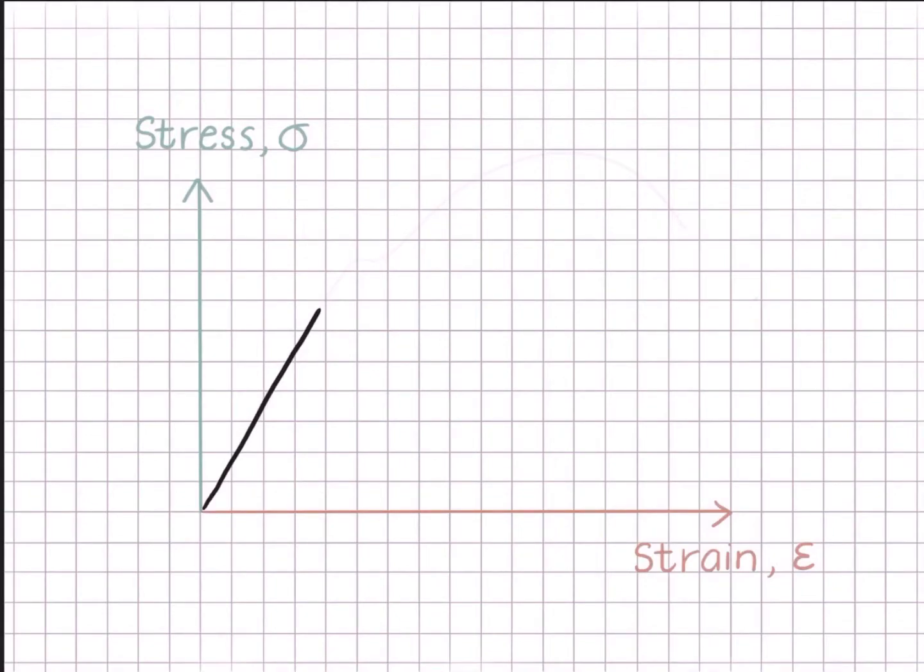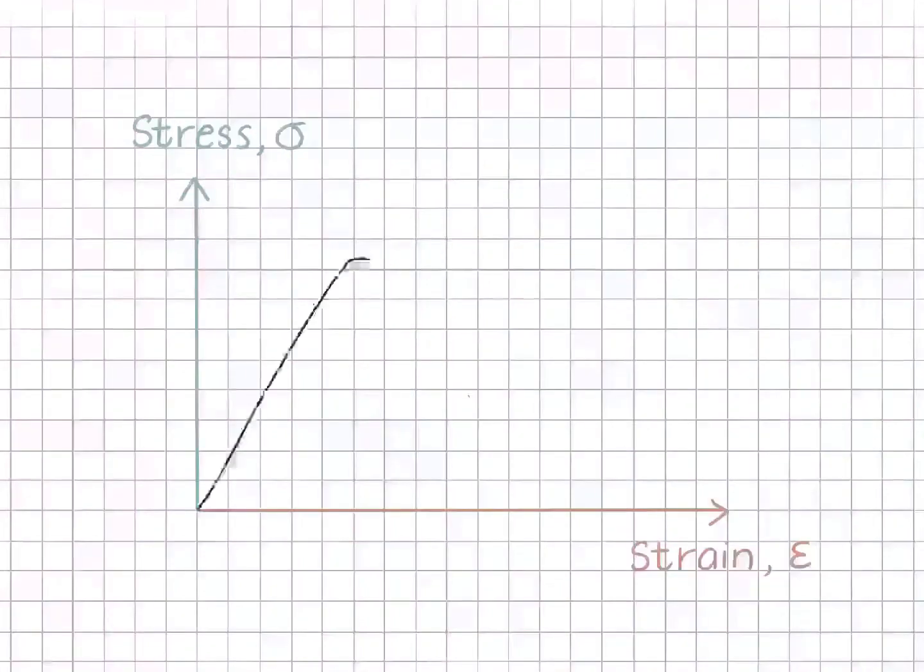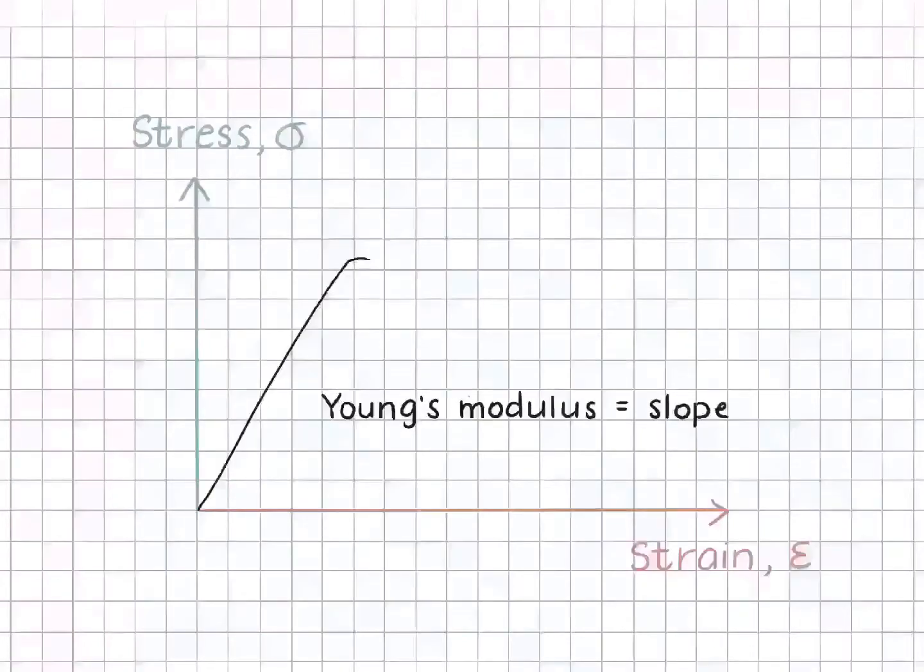Essentially, the first part of the graph is relatively linear. And there's a useful bit of information that you can get from this linear portion, and that is the Young's modulus. The Young's modulus is defined as the slope of the line of this linear portion of the graph. At the end of the linear portion, we have a point called the yield strength. And we're going to come back to this and describe what it actually means.